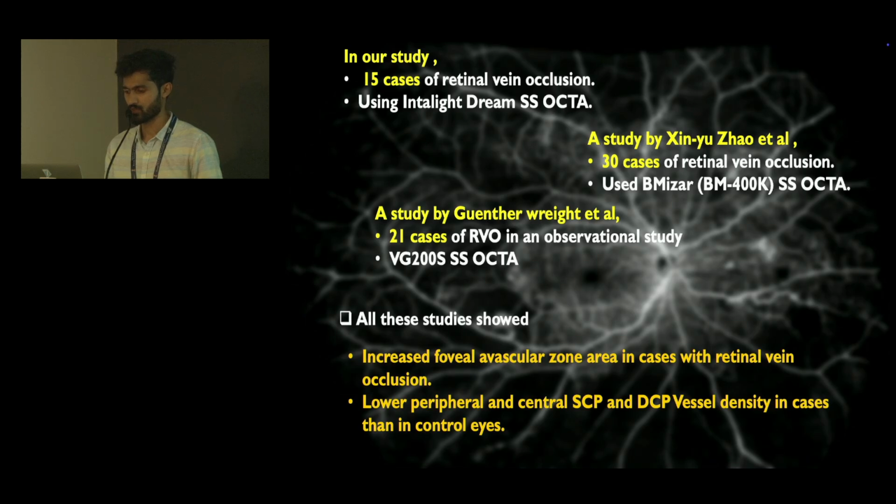And foveal avascular zone area and the central foveal thickness were higher in cases. So our study and other similar studies showed an increased foveal avascular zone area in cases with retinal vein occlusion and a lower peripheral and central superficial capillary plexus and deep capillary plexus vessel density in cases than in control eyes.